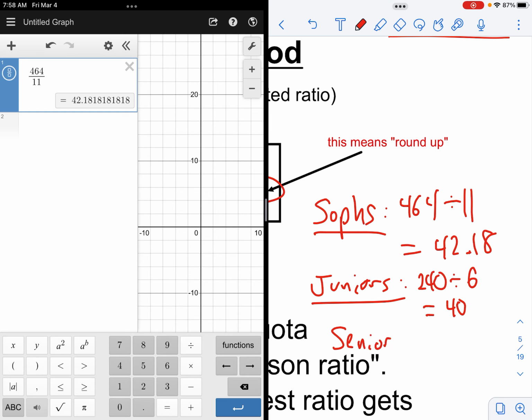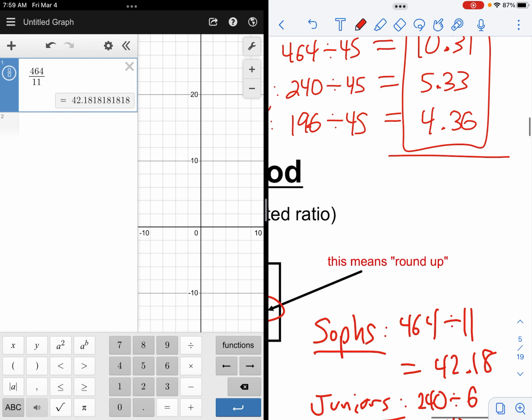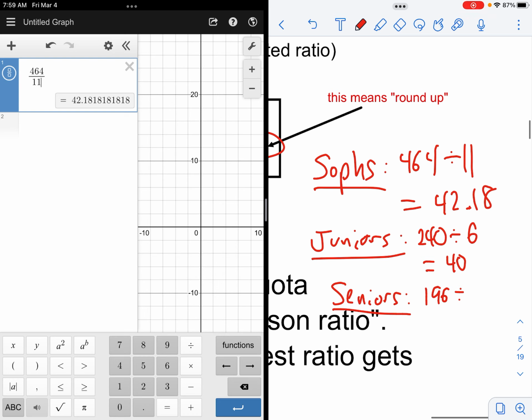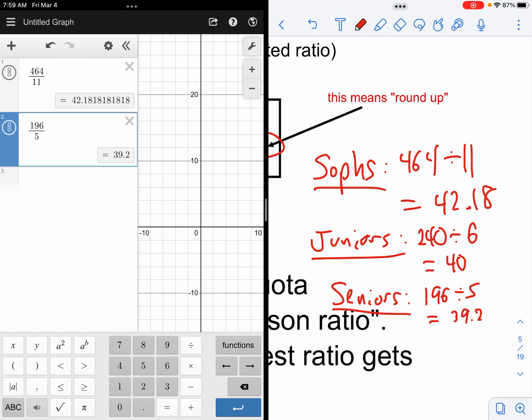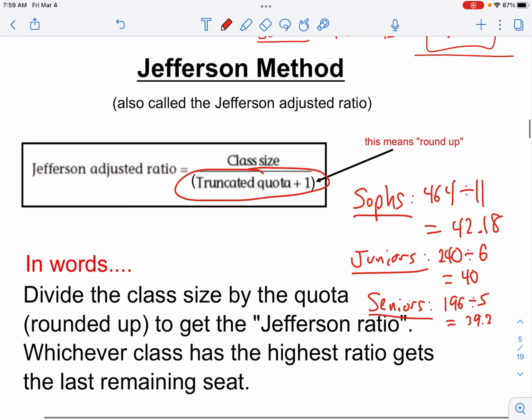So the Jefferson method says give that extra seat to the class who does the greater service with it. So seniors have 196. Suppose we round their quota up. So 4.36 is their quota. Suppose we gave them a 5th seat. So 196 divided by 5, it's only 39.2. So clearly, the sophomores would do the greatest benefit if you gave them the extra seat.